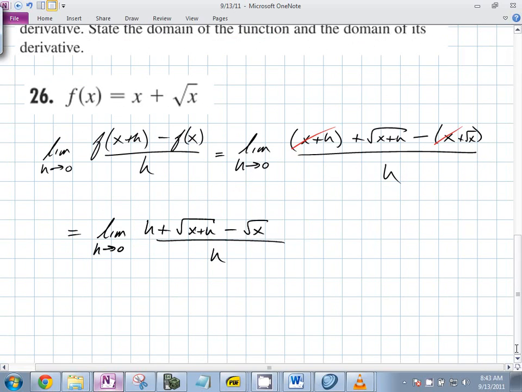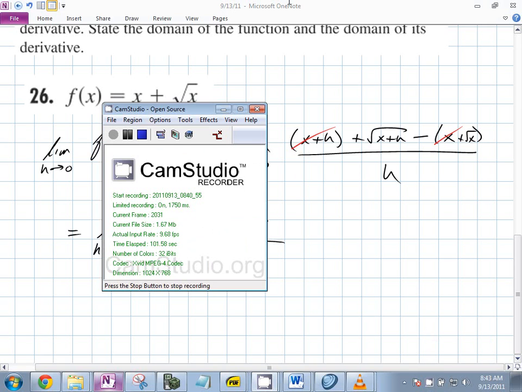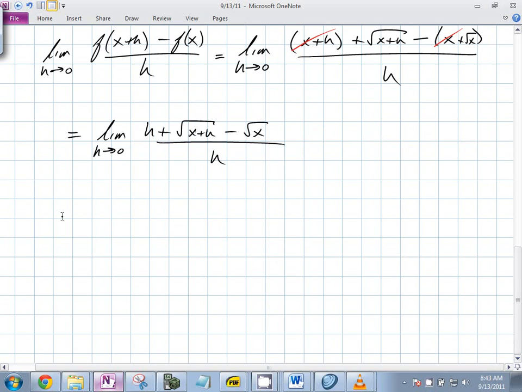Exactly. So how many people got to this part right here, or really close to this part? We feeling pretty good that this is where you're supposed to be? Yeah. And then everything went wrong. What to do? We can do this. This helps. It doesn't make it super easy, but it helps. You can turn it into h over h plus the square root of x plus h minus the square root of x all over h. The reason we do that is, what does this become? 1. So really, what's the limit as h goes to 0 of 1?